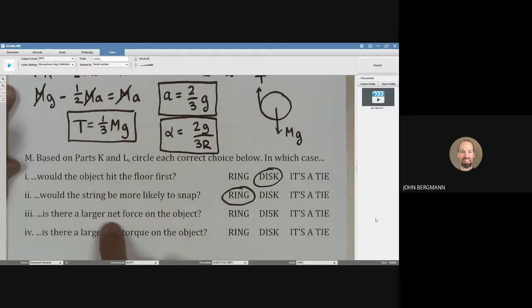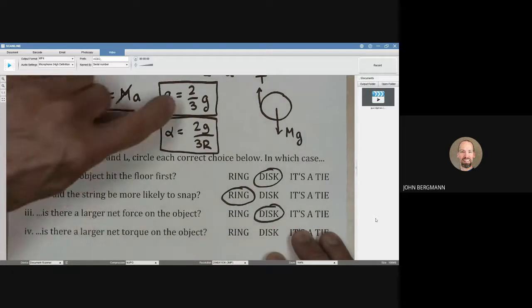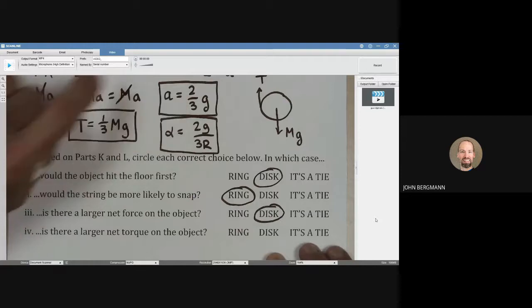Which one has a larger net force? Well, the one that has a larger net force is the one that has the greater acceleration. And we said that the disc has a greater acceleration. It's 2/3 g compared to 1/2 g for the ring.